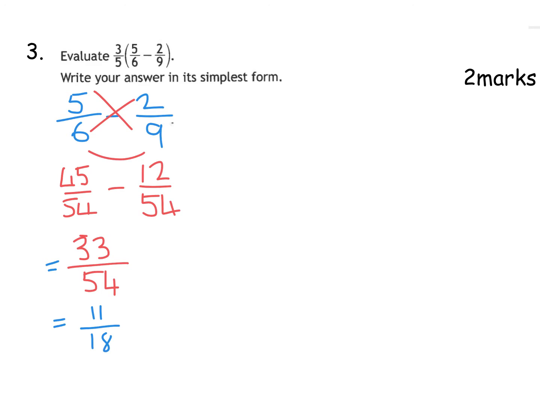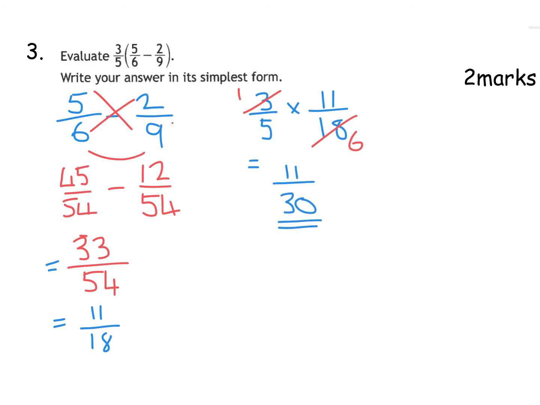So now we're going to do the multiplication. We're going to do 3/5 times 11 over 18. Now if you're happy with the cross cancelling, we're going to cancel out the 3 and the 18, and that leaves us with 1 and 6. And then when you multiply, on the top you have 1 times 11, which is 11, and the bottom you have 5 times 6, which is 30.